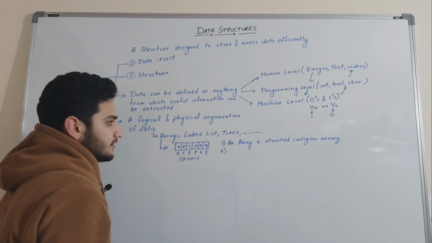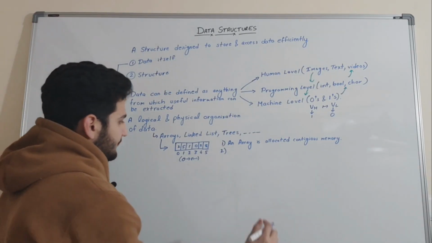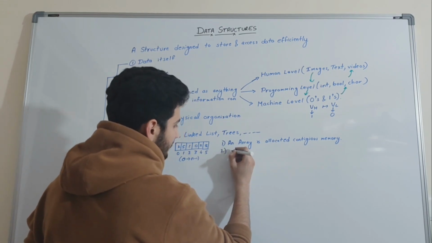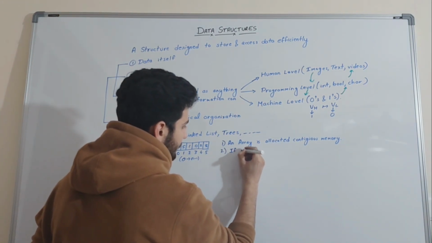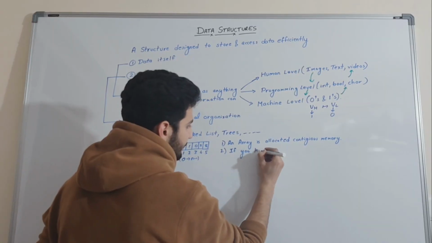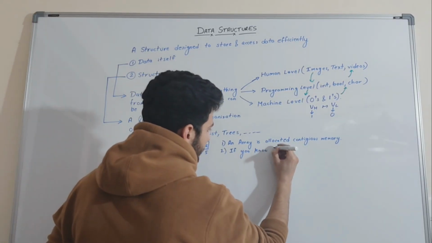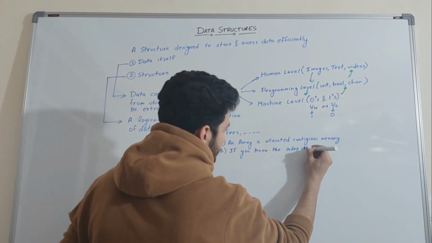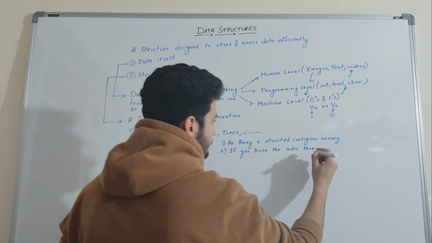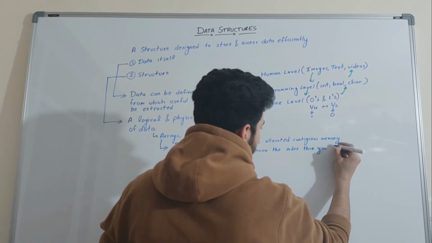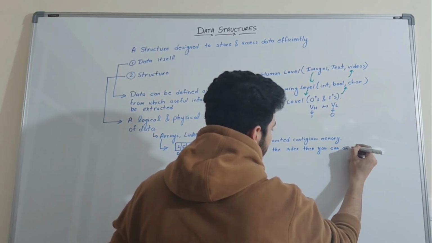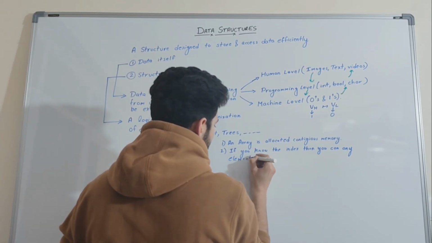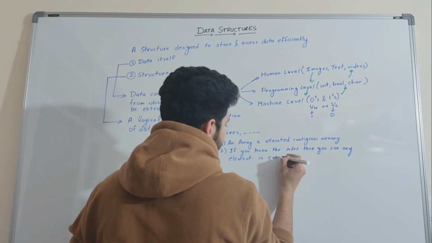elements in an array. The second thing that we need to know about an array is that you can access any element in the array if you know the index. If you know the index, then you can access any element in the array in constant time.